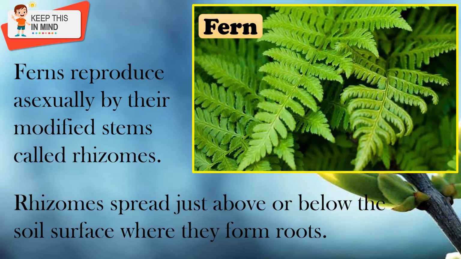Ferns are plants which utilize both sexual and asexual processes during reproduction. They reproduce asexually by their modified stems called rhizomes. Rhizomes spread just above or below the soil surface where they form roots. Ferns grown from rhizomes are also identical to their parents. This is another method that permits quick reproduction.